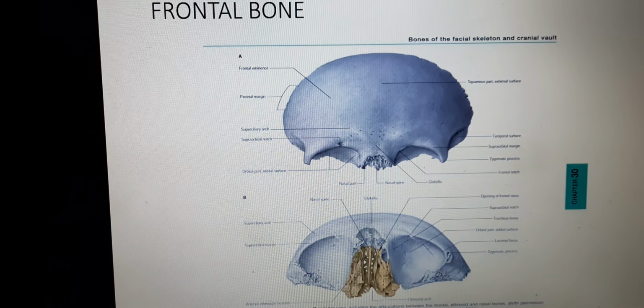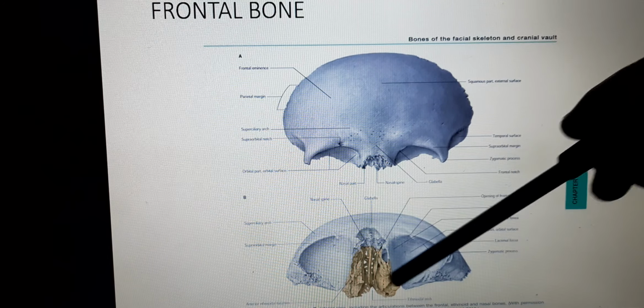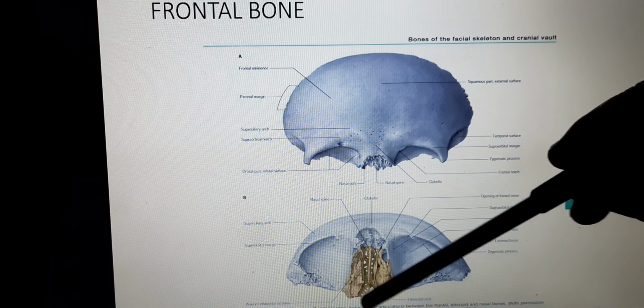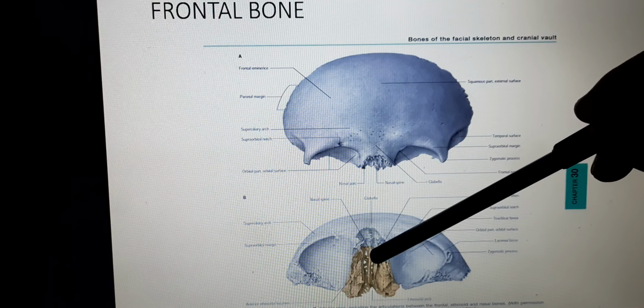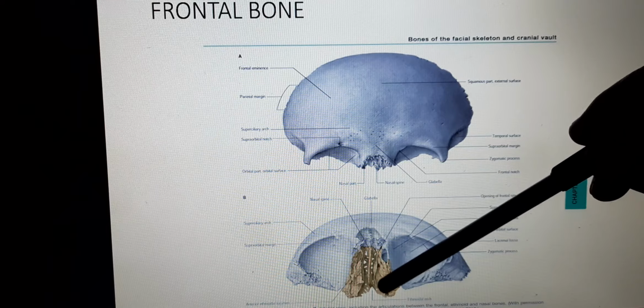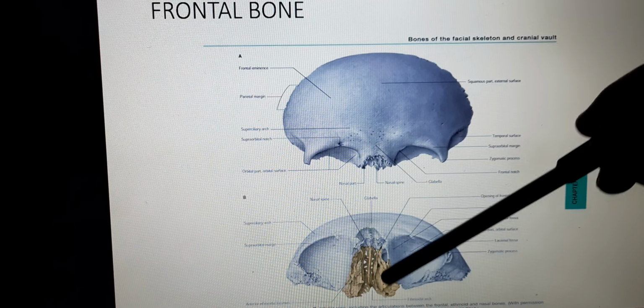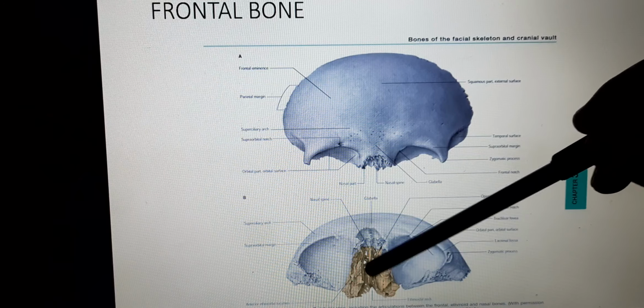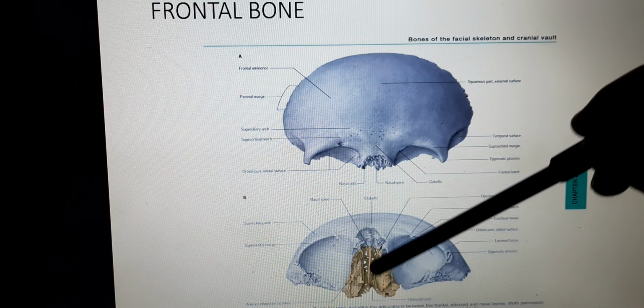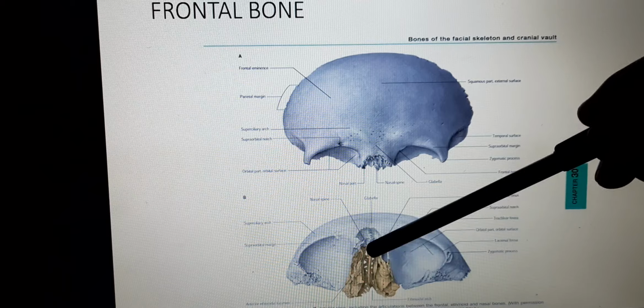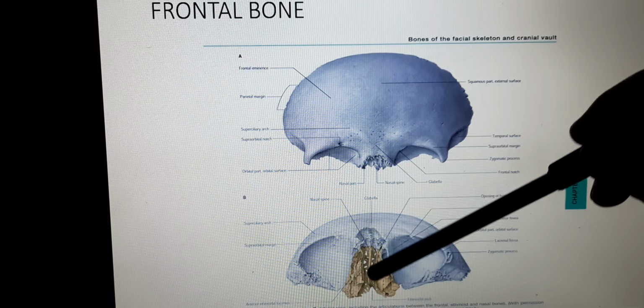So below, in this picture you are seeing how the ethmoid bone is articulated with the frontal bone, and it is present in the ethmoidal notch. You are seeing this yellow one is ethmoid bone, and in between you are seeing the cribriform plate, and in the median line you are seeing the perpendicular plate of ethmoid bone.